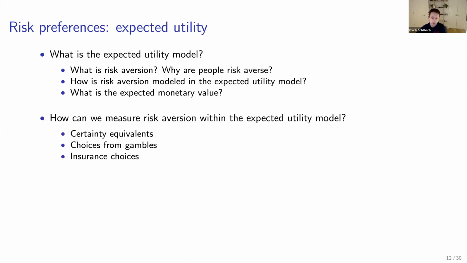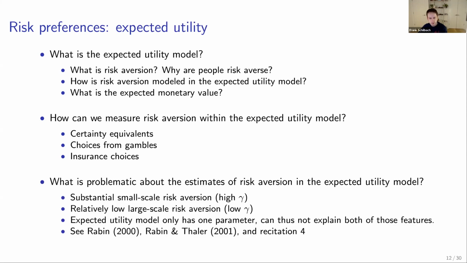Then next, how can we measure risk aversion within the expected utility model? In particular, we discussed three ways of measuring risk aversion. We discussed certainty equivalence, we discussed choices from gambles, and we also discussed insurance choices. This is a Sidner paper. And then we discussed what is problematic about the estimates of risk aversion in the expected utility model.